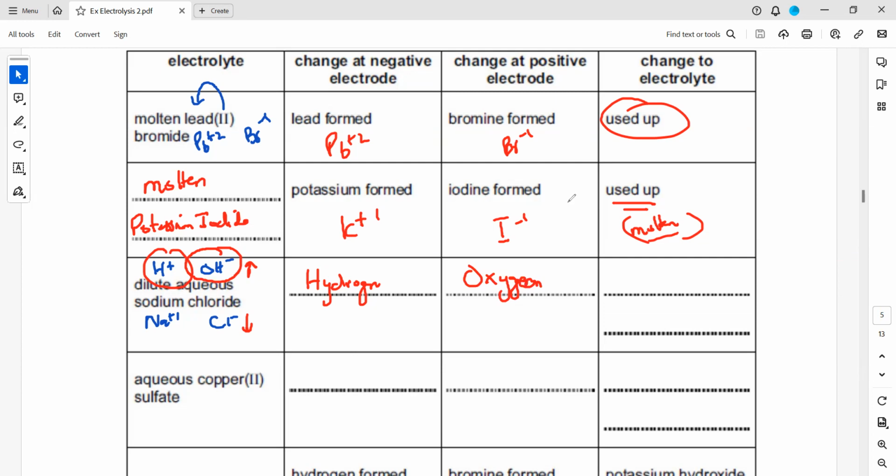So whenever hydroxide ions are there, the product will be oxygen. Don't write hydroxide as a product, because hydroxide ions are the ones discharged, and as a result of a hydroxide ion, we get oxygen as a product.